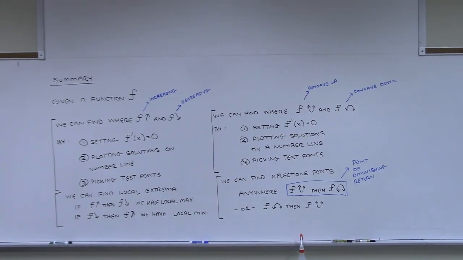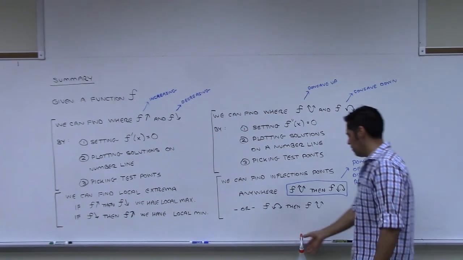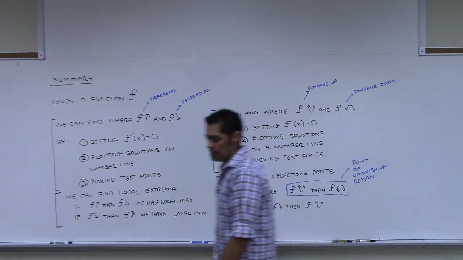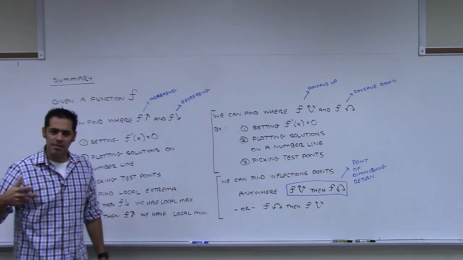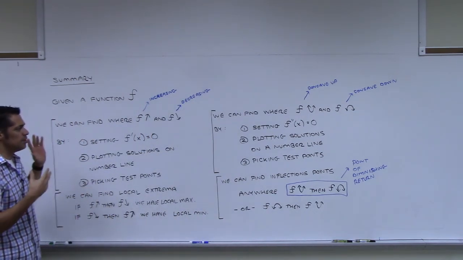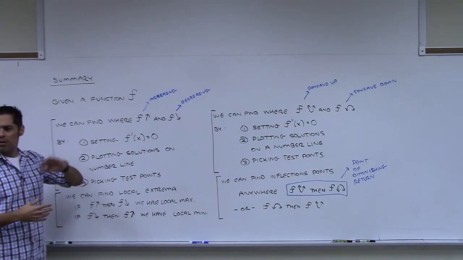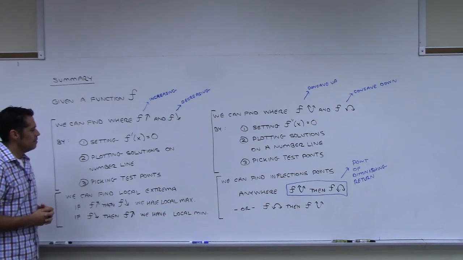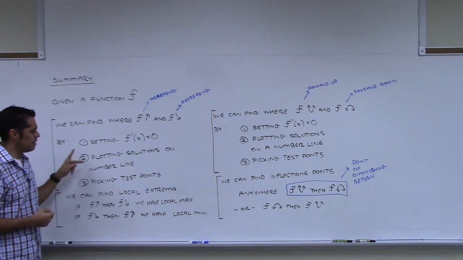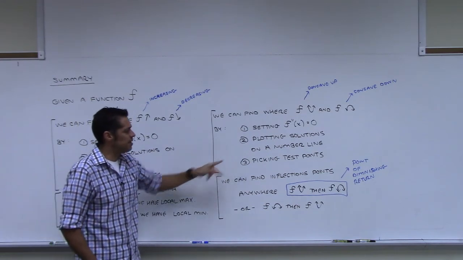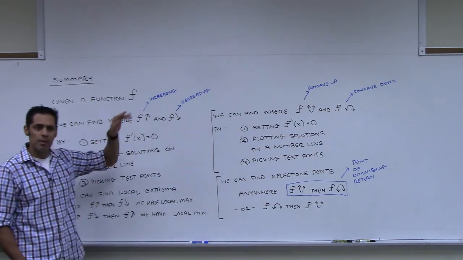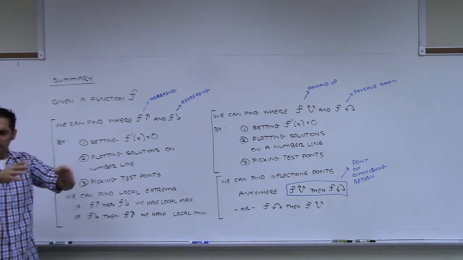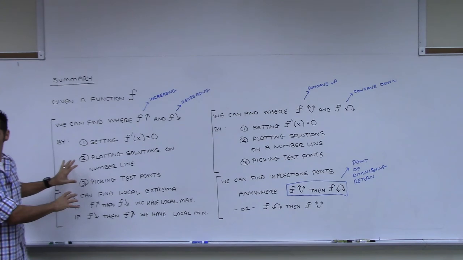All right, so I put a summary on the board of basically what we've done the last couple of classes, how we utilize the first and second derivatives in order to figure out what a graph looks like. We've been through this. This we've done like 2 days. This we did last class. So we can find where a function is going up and down by setting the derivative to 0, number line, test points, right? Y'all feel comfortable with this?